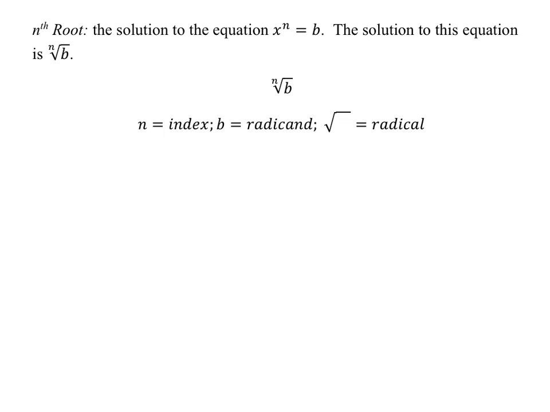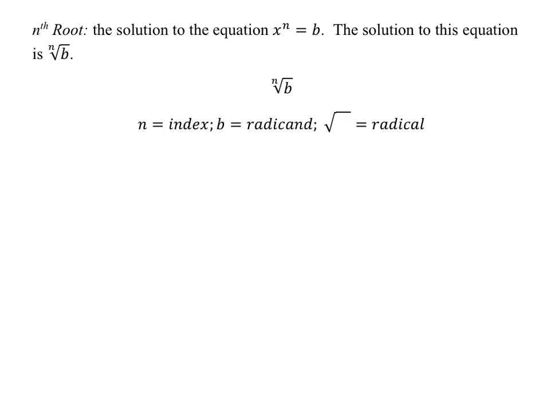So the terminology we need to know. N is the index. You got to know that word. The radicand is whatever's underneath the radical. That symbol is called the radical. This underneath is called the radicand. That's the B value. And N is the index. So generally speaking, we could have what's called the nth root.